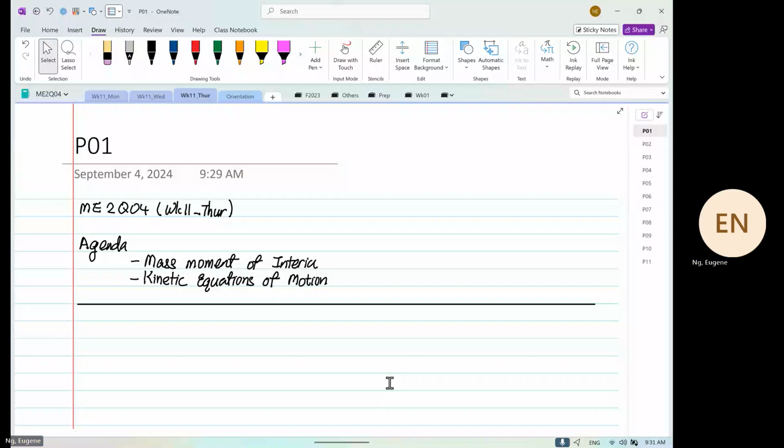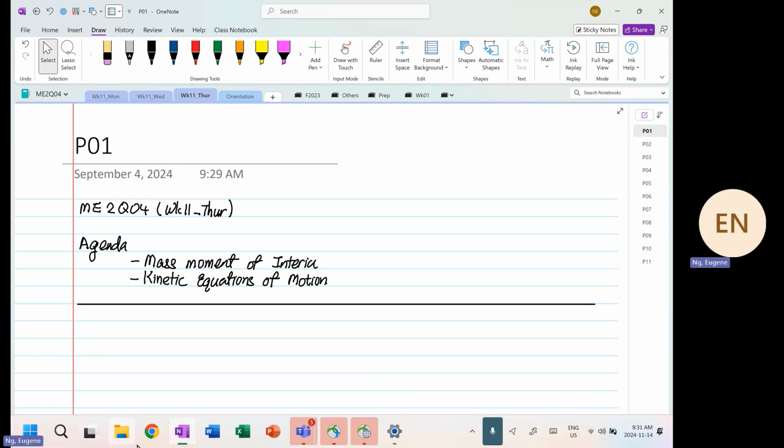Today, we are going to do something very familiar to all of you. So that is mass moment of inertia. And then I hope to continue on kinetics equation of motion.